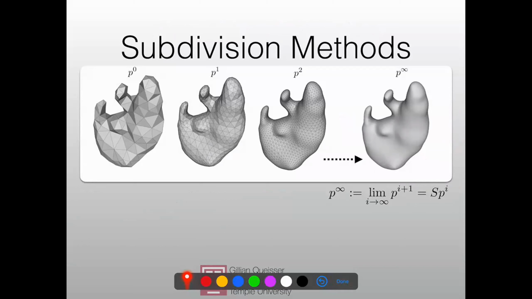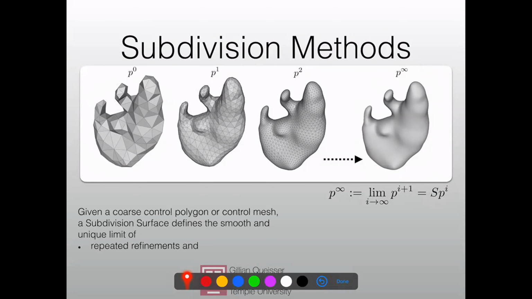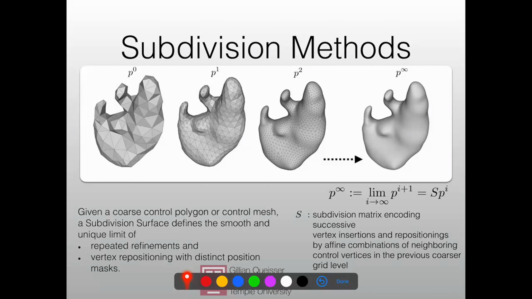So here's a visual idea of subdivision methods. One starts with the coarse grid and continuously applies an operator S to the grid, which then converges to a limit surface in this case, and this can be done for volumetric grids as well. Given a coarse control polygon, we repeatedly refine the grid, but then we reposition vertices with distinct position masks, and these are defined by this operator S, which is called the subdivision matrix, which encodes the vertex insertion and repositioning in each iteration.